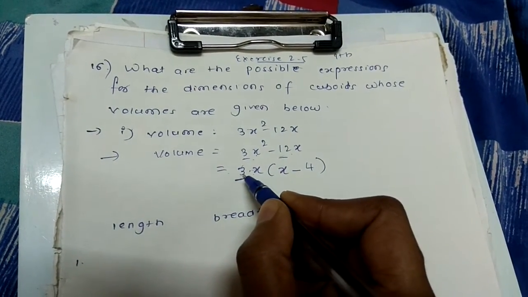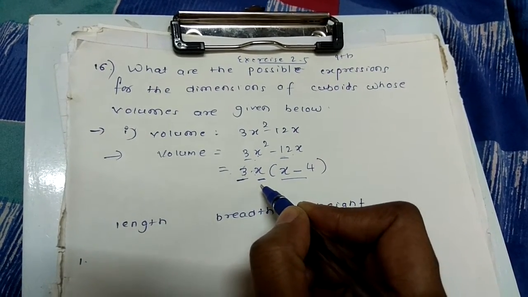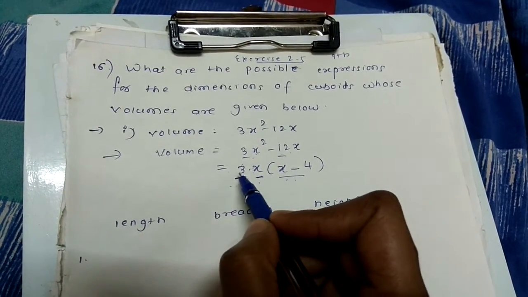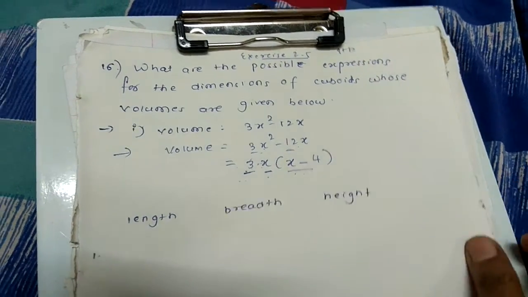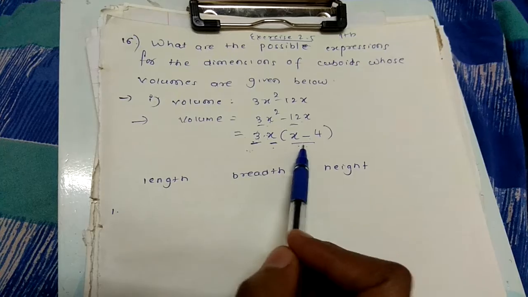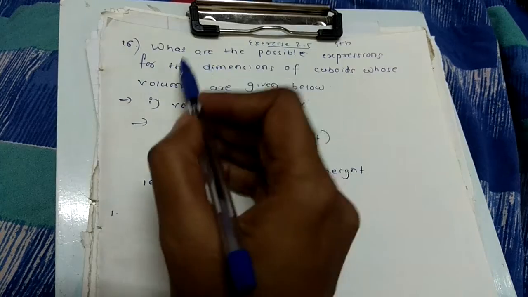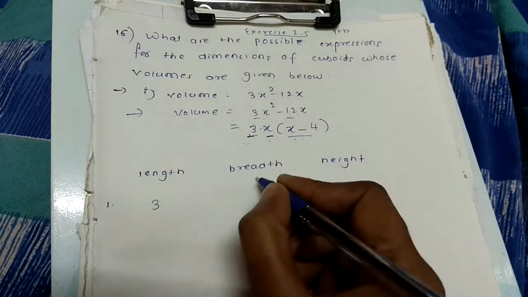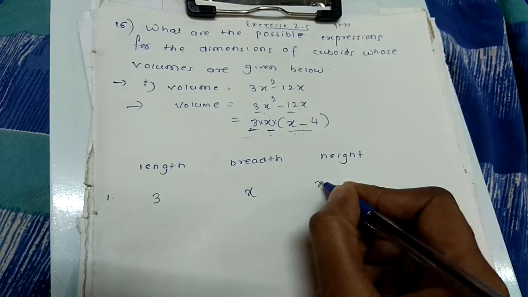Here you can take 3 as length, x as breadth, and x minus 4 as height. Then you can repeat this in different orders of length, breadth, height. One more possibility is you can take 3x as length, x minus 4 as breadth, and 1 as height. Since they ask for the possible expressions, for the first one, the length can be 3, the breadth x, and the height x minus 4.